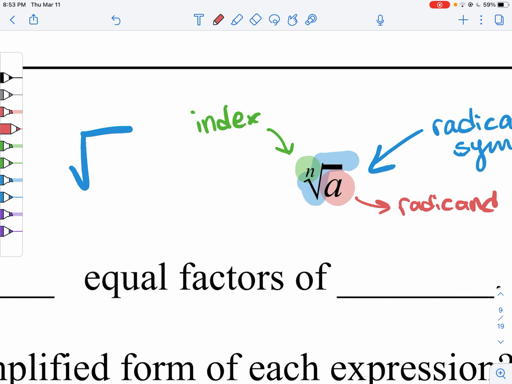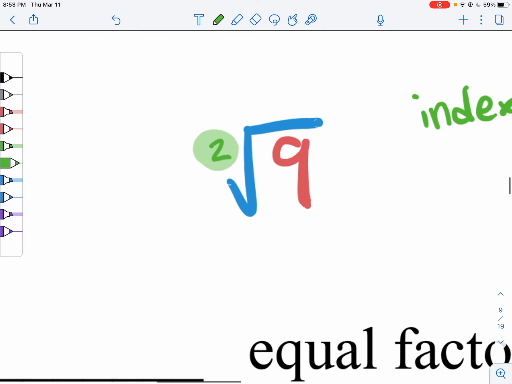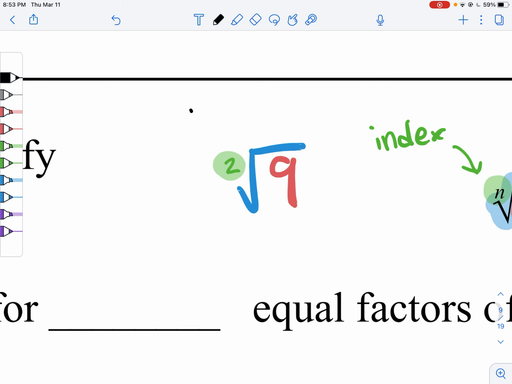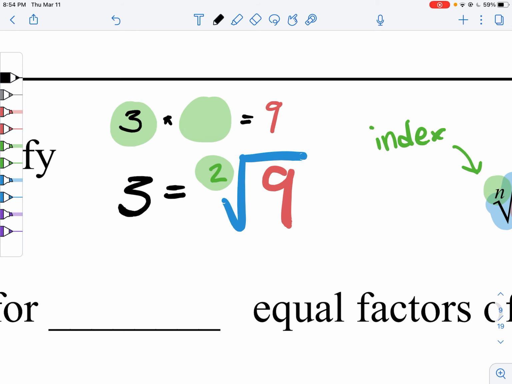Now, I want to pick a different number: the square root of 9. When there is no index here, that's like a hidden little 2. The square root of 9 is 3, because you take this number, which multiplied by itself twice, hence your index of 2, equals the radicand. What times itself twice is 9? That would be 3, or negative 3.